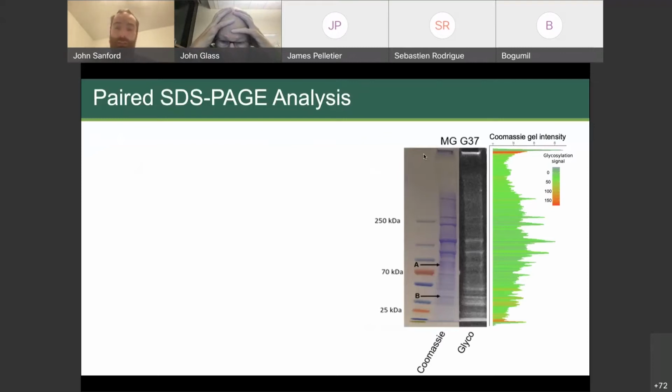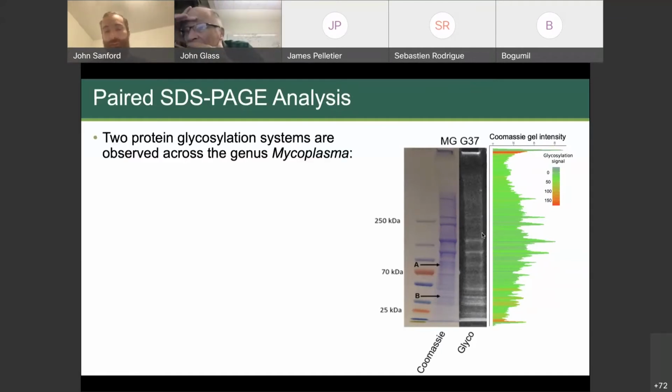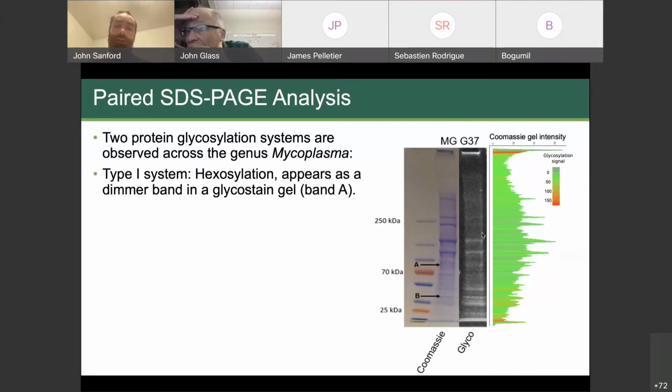So over here I have an M. genitalium gel where we loaded two gels with the same quantity and quality of material. One of them you can use any dye for protein composition, and another one in tandem with that being that Emerald 300 glycostain. So we've noticed two types of glycosylation systems in this genus. As you can see here in band A, as just an arbitrarily chosen example, they have a roughly 1-to-1 signal ratio.